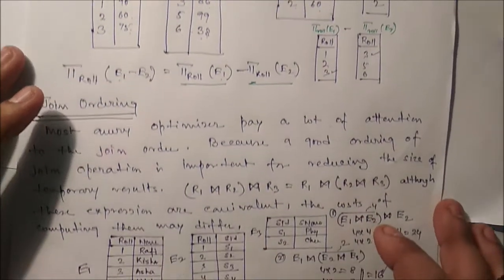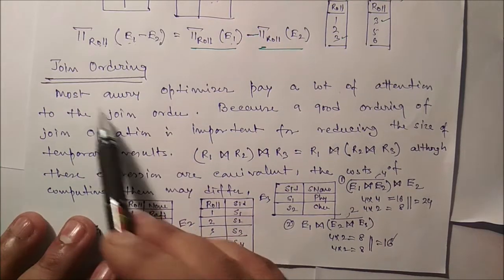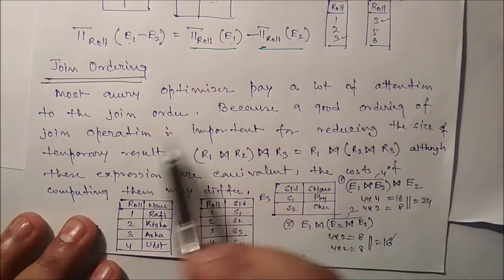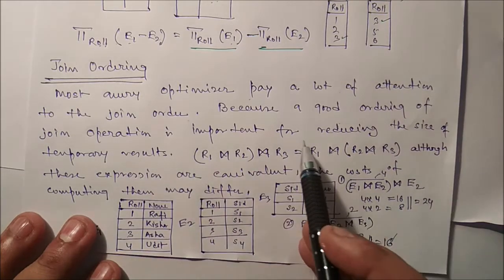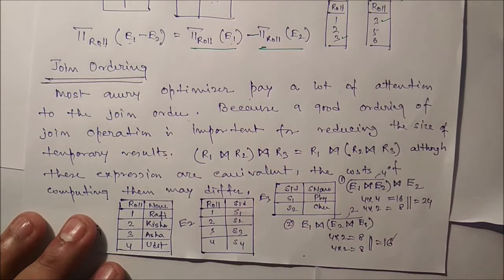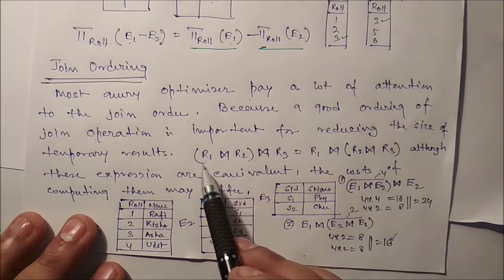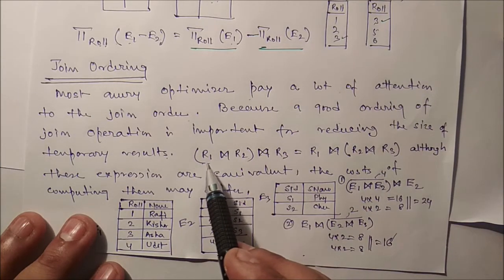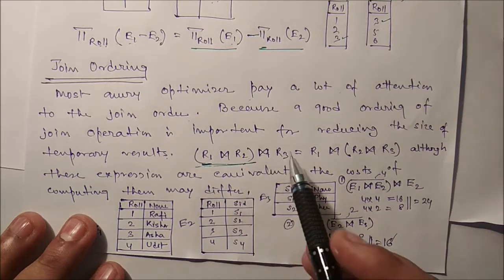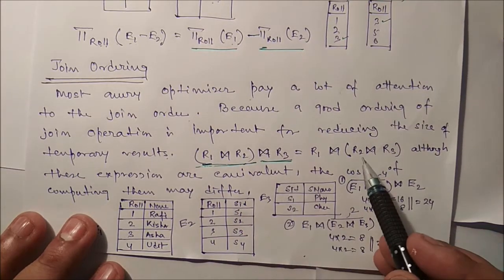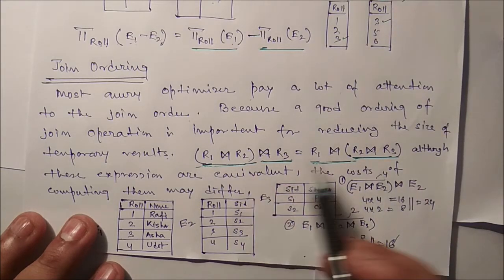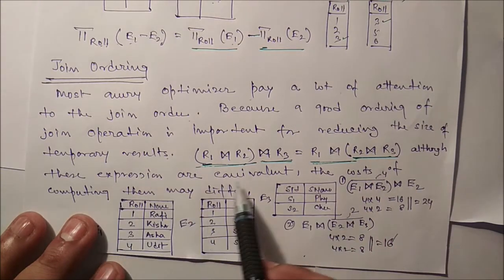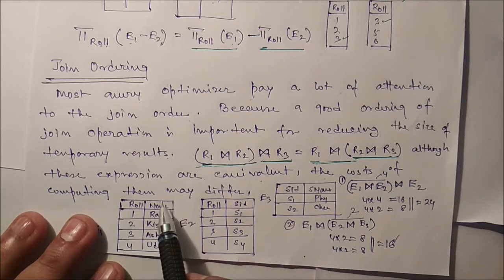Next is join ordering. Most query optimizers pay a lot of attention to the join order, because a good ordering of join operations is important for reducing the size of the temporary result. Now we can see three tables, R1, R2 and R3. Here we first join R1 with R2 and then the resultant with R3. Or here first apply R2 with R3, then the resultant with R1. We have to select which one, because although these expressions are equivalent, the cost of computing them may differ.